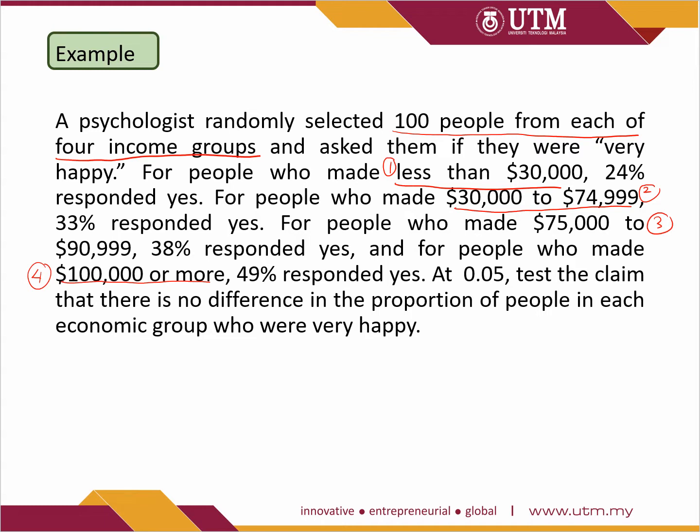At 0.05, this is the significance level, test the claim that there is no difference in the proportion of people in each economic group who were very happy. All the values given here, the percentages, are those who responded yes, which means that they were very happy.